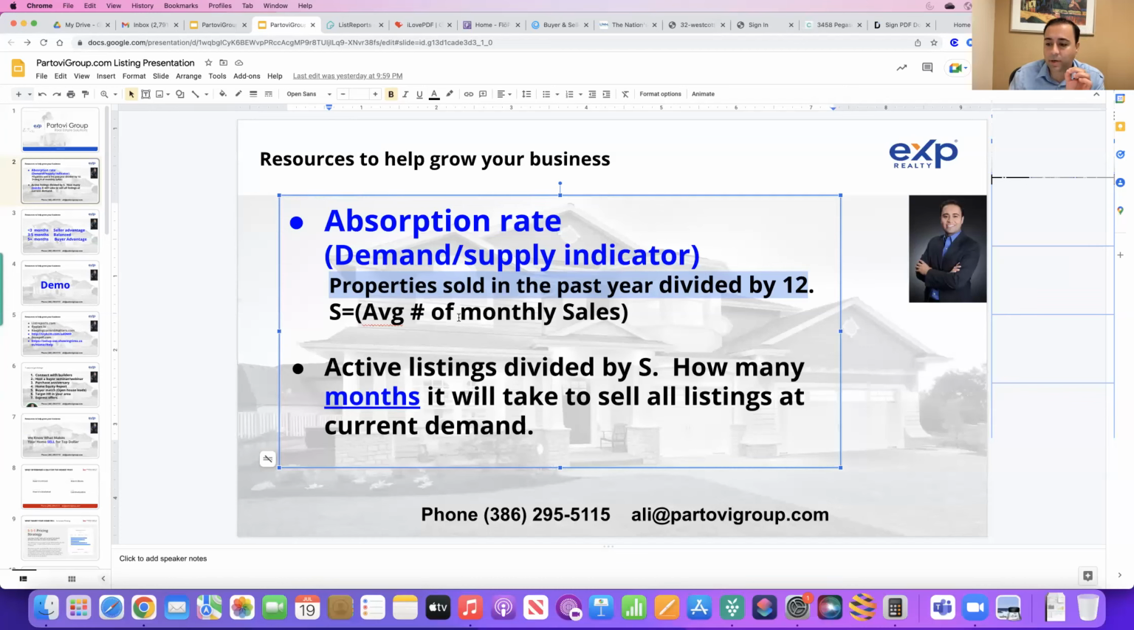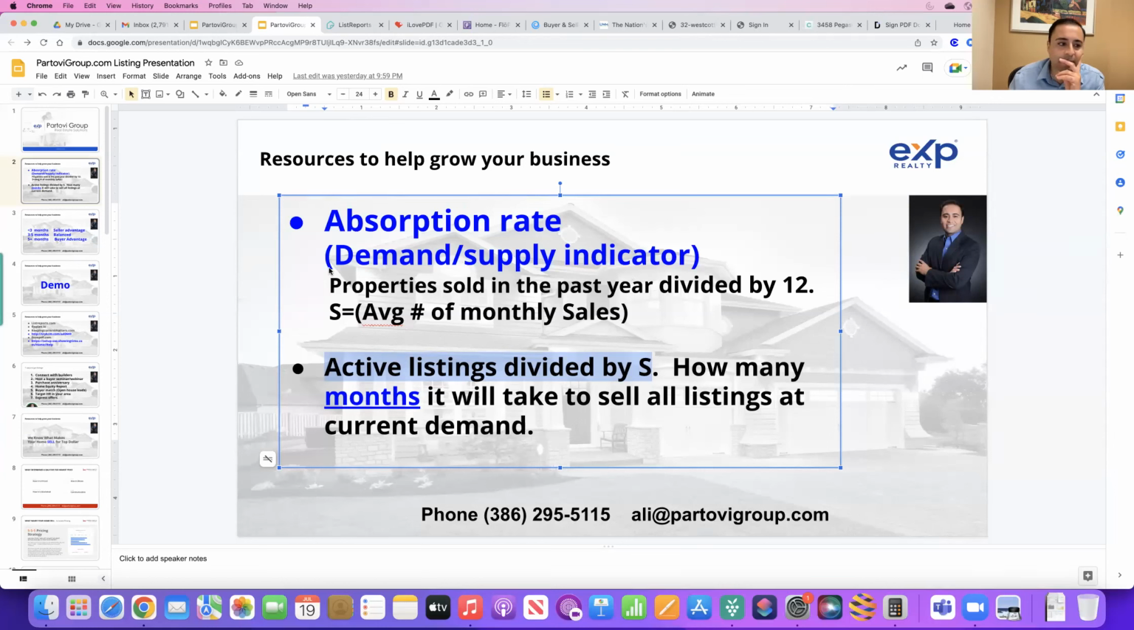Once you have that number, you take the active listings and divide that by this number, the S. And that'll tell you how many months it will take to sell all the listings at the current demand that are available in that price point. Any questions so far on this? I think once we get into the demo and I show you guys an example, it'll probably click much quicker. Anybody have any questions or anything so far on that?